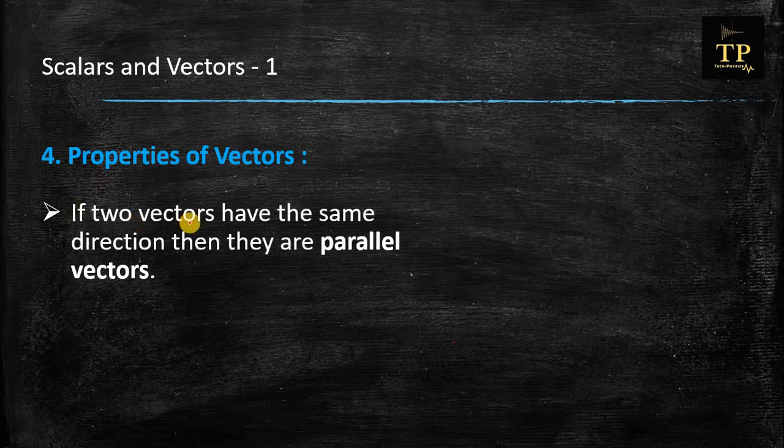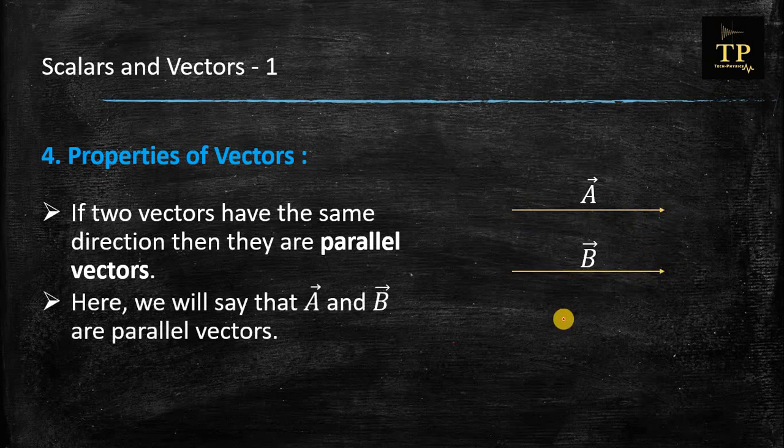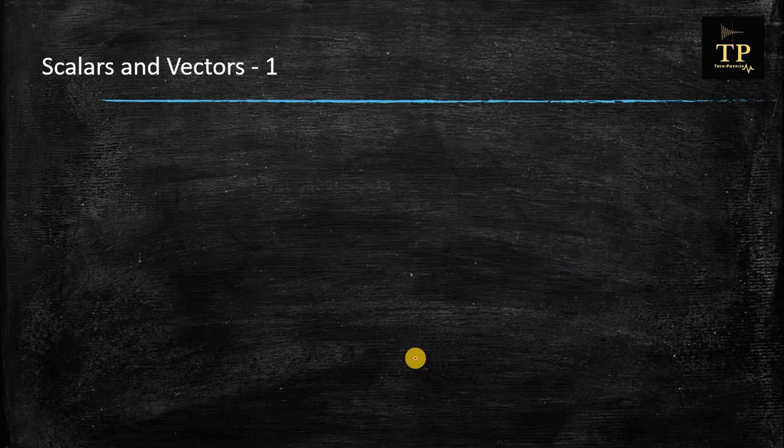If two vectors have the same direction, then they are parallel vectors. Let us say I have a vector a bar and another vector b bar. If they both have the same direction, as you can see, then we will say that the vectors a bar and b bar are parallel vectors. So let us go to another property.